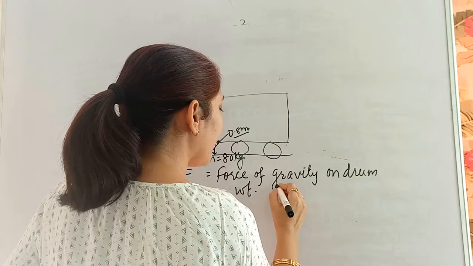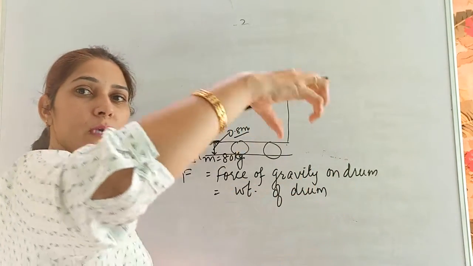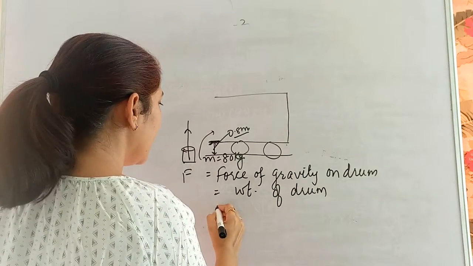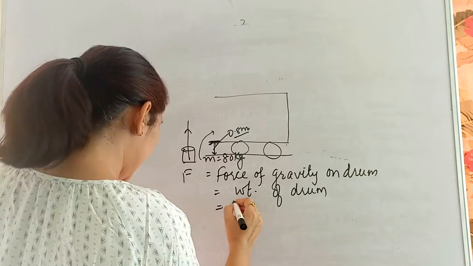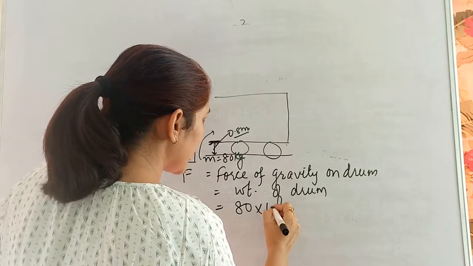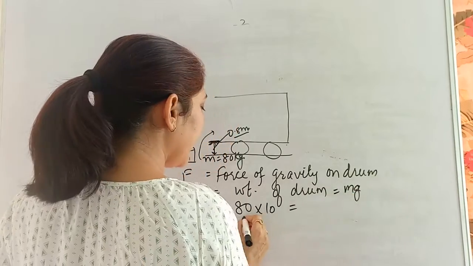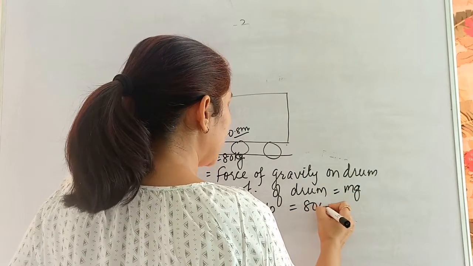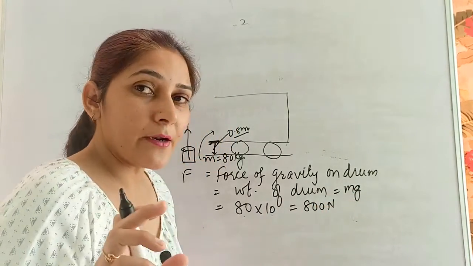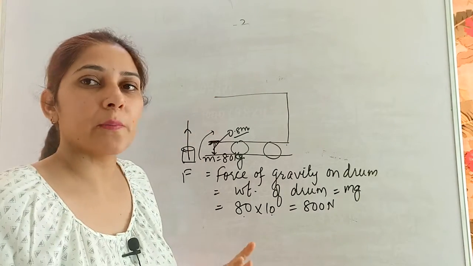As much as the weight of the drum is, at least that much force you have to apply to lift it from here and put it up. So the mass is 80 kg and they are saying take g as 10, that will be m into g, we are talking about weight, that is m into g, that will be 800 newtons. Means 800 newton force is required to lift the drum from here and keep it here on the platform.